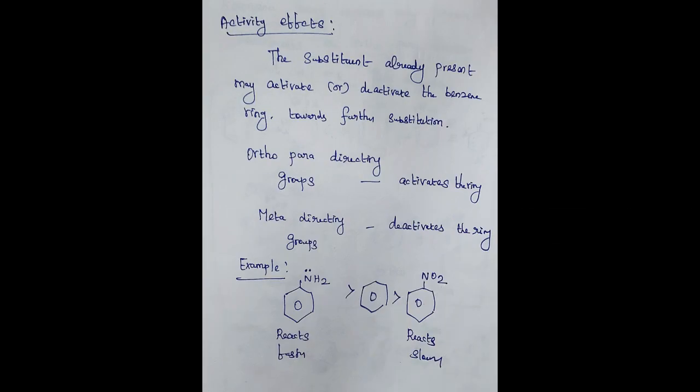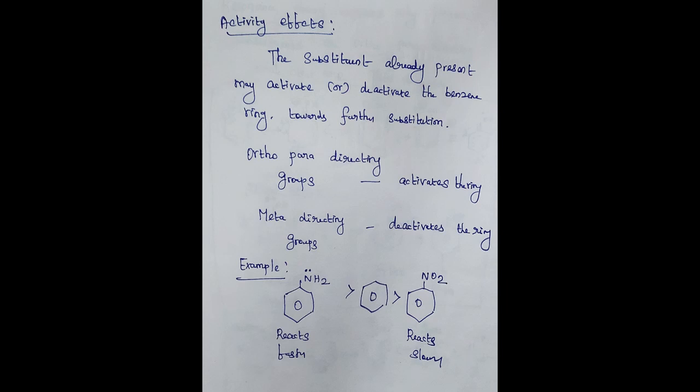We will see about activity effects. The substituent already present in the ring may activate or deactivate the benzene ring towards further substitution. Ortho-para directing groups generally activate the ring. Meta directing groups deactivate the ring. For example, aniline, benzene, and nitrobenzene. They are three compounds. Here, aniline reacts faster than benzene, which is faster than nitrobenzene.